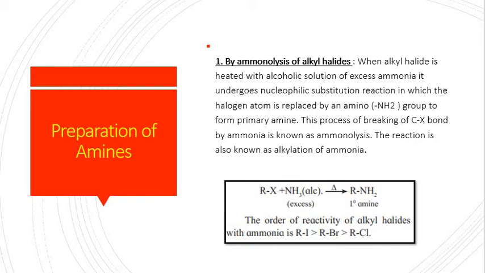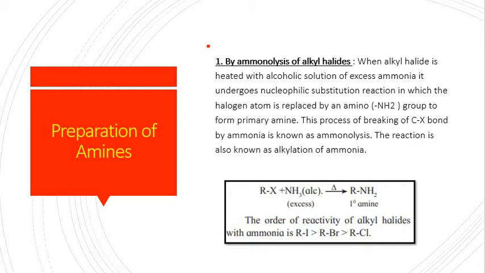When alkyl halide is heated with alcoholic solution of excess ammonia, it undergoes nucleophilic substitution reaction in which the halogen atom is replaced by amino group, that is NH2 group, to form primary amine. The process of breaking the C and halogen bond by ammonia is known as ammonolysis, and this reaction is carried out in a sealed tube at 373 Kelvin.